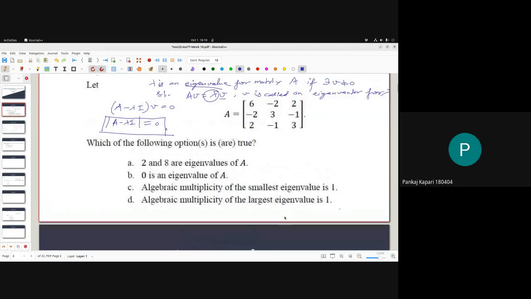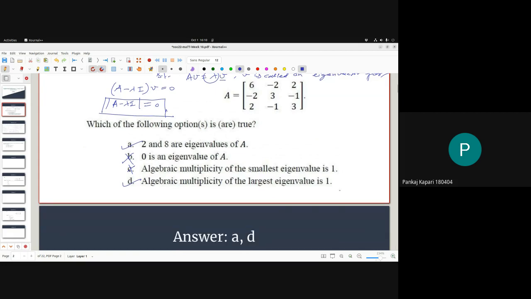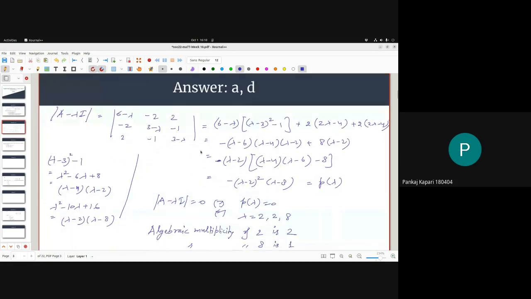Now we have to choose the correct options out of these four. We have seen that 2 and 8 are eigenvalues of A, so 0 is not an eigenvalue of A, and we can cross it out. The third option says the algebraic multiplicity of the smallest eigenvalue is 1. The smallest eigenvalue is 2, but its algebraic multiplicity is also 2, so this is wrong. The fourth option says the algebraic multiplicity of the largest eigenvalue is 1, and that is correct because the largest eigenvalue occurs only once. So the correct options are A and D.